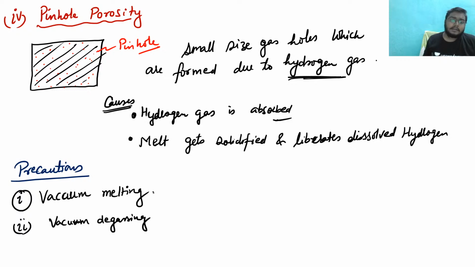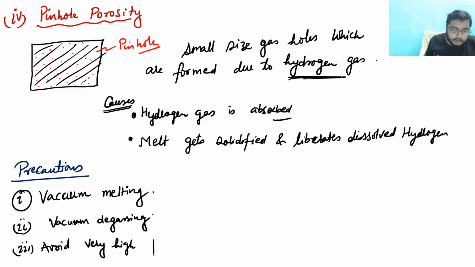And see what happens when my molten metal is at a very high temperature. At the higher temperature, gaseous particles have a high tendency to get dissolved in that molten metal. Hence avoid very high pouring temperature. So these are the things that we can use here as preventive measures.